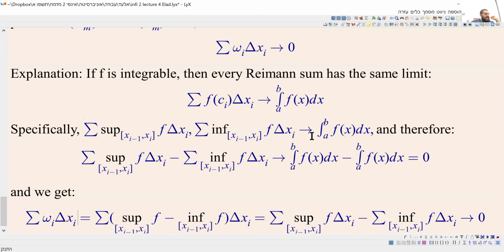So if every Riemann sum goes to the same limit, which is the very definition of a Riemann integrable function, then the sum with these omegas goes to zero. This is one direction in our if and only if proof.